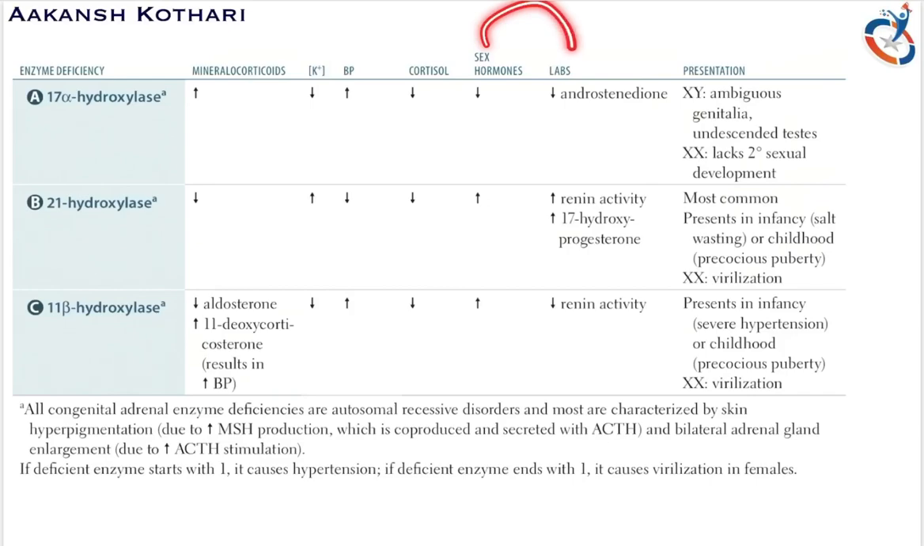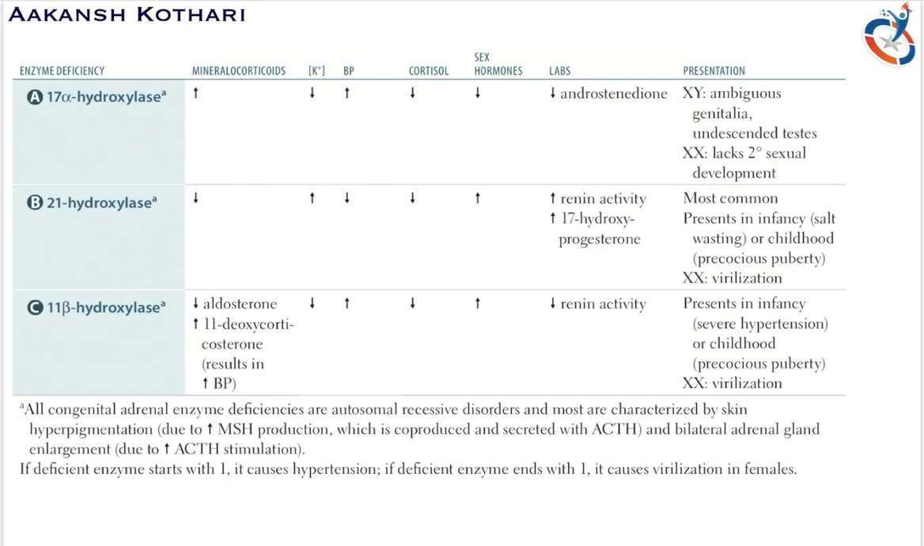Since the sex hormone decreases, the lab finding shows decreased androstenedione, and hence the presentation in a male is ambiguous genitalia and the testes don't descend. Is it clear? The presentation in a female is lack of secondary sexual characteristics due to decreased production of sex hormones, which are estradiol and estrone.